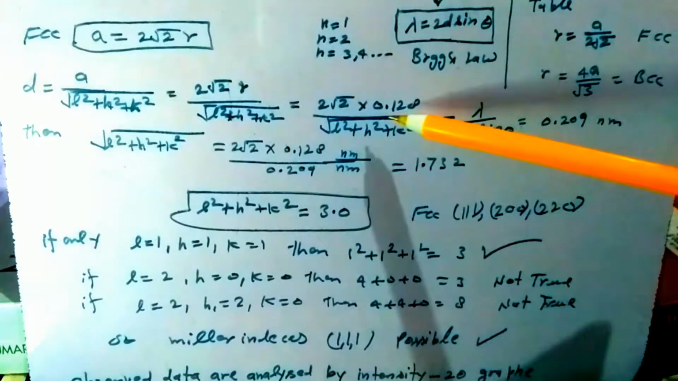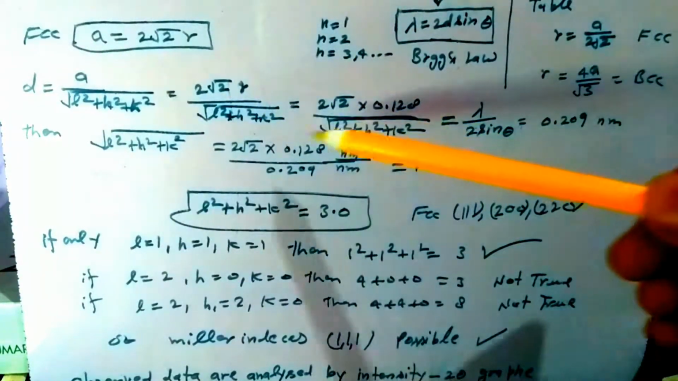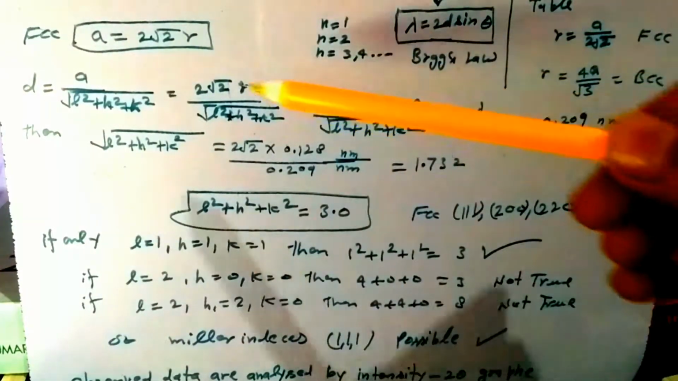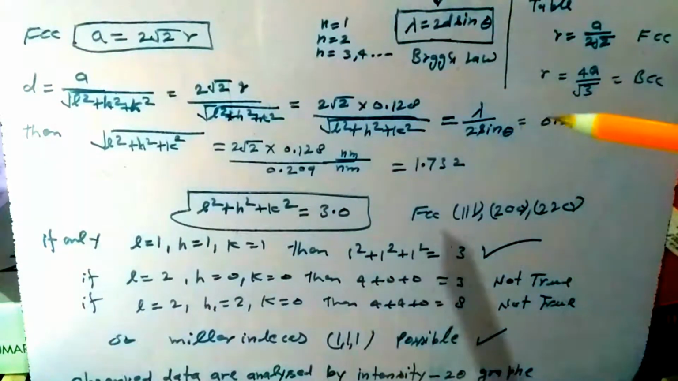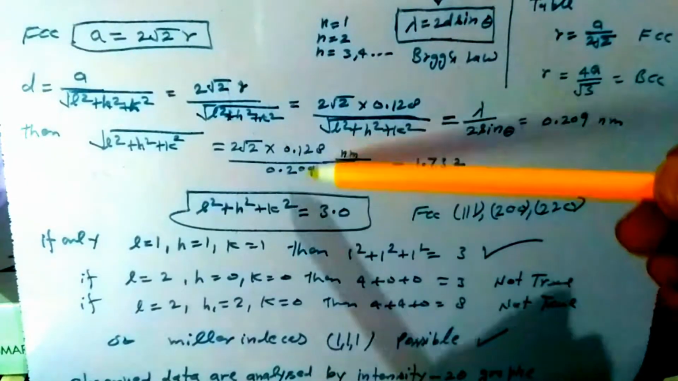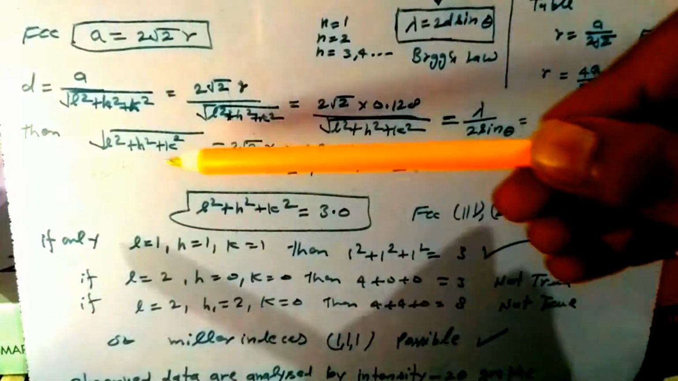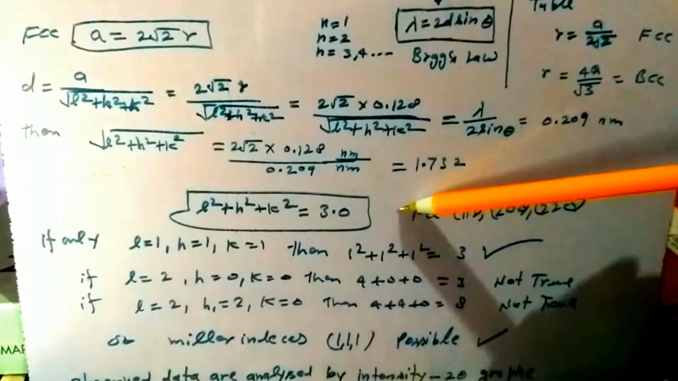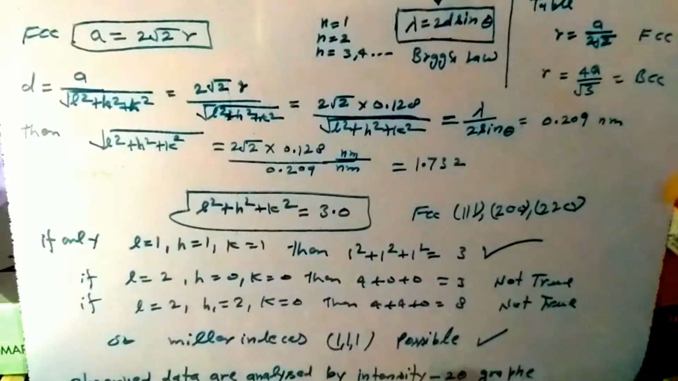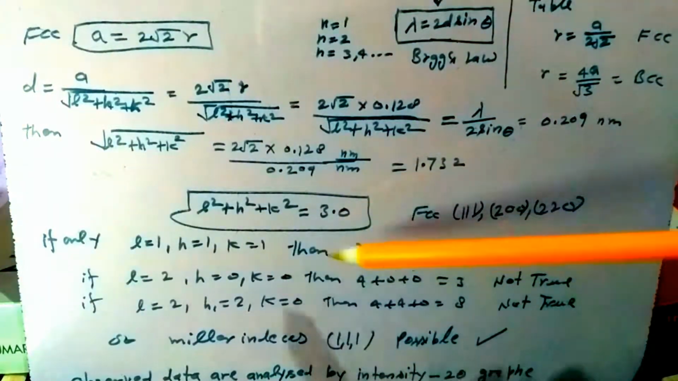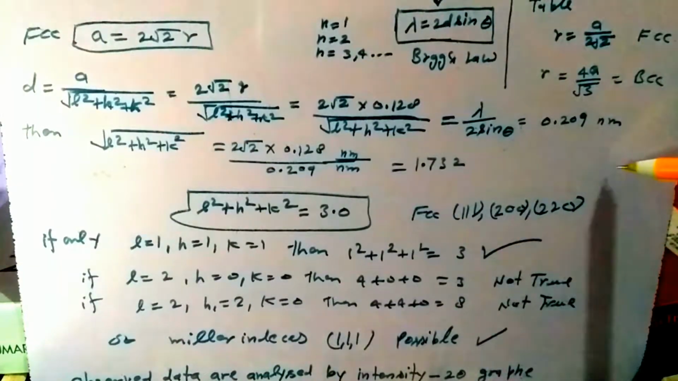0.209 nanometer. As we plug these values into that equation, we find out the d value is this, and we put the d value in this equation. We find that root of l square plus h square plus k square equals 1.732. This value actually belongs to the Miller indices l, h and k. So we square both sides. The square of 1.732 is 3.0. So this equation is actually x square plus y square plus z square equals 3.